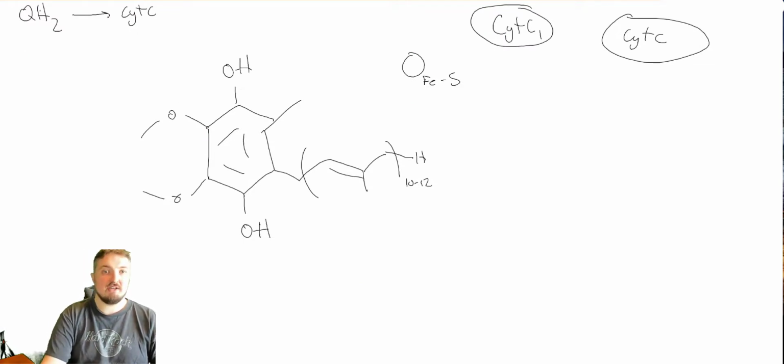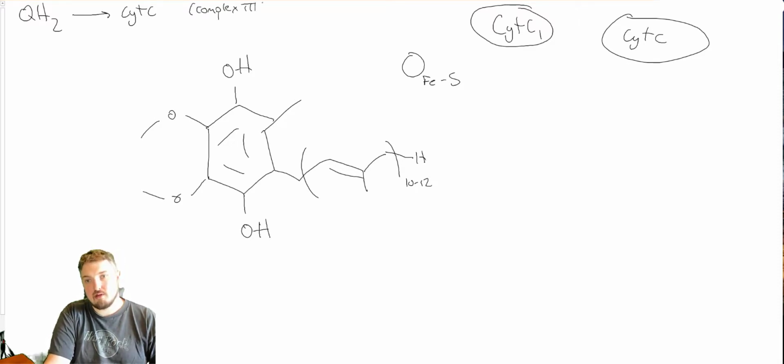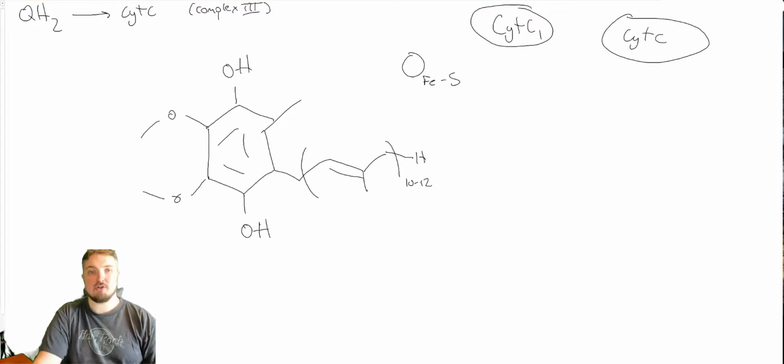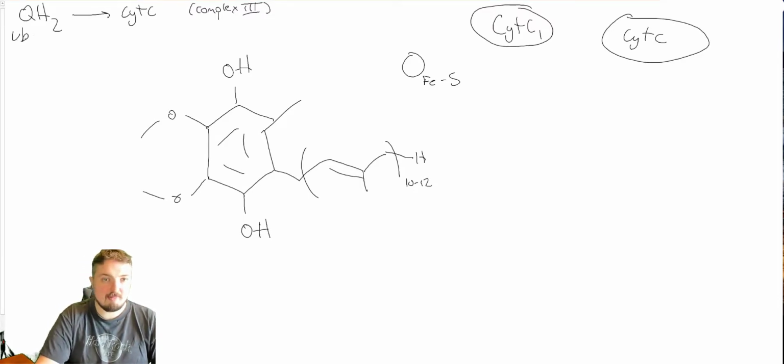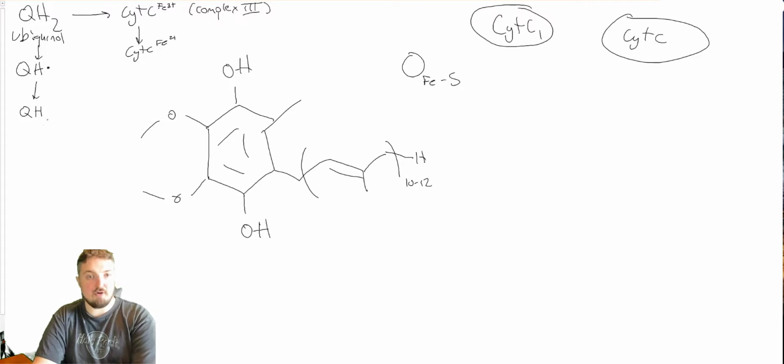So finally, we're going to see the dropping of QH2 onto Cytochrome C through an iron-sulfur relay. This happens in complex 3 of the electron transport chain, where ubiquinol is going to drop off onto the oxidized form of Cytochrome C, and it's going to turn it into the reduced form of Cytochrome C. And ubiquinol is going to go through one intermediate, where we're going to go from QH2 to a QH dot to a Q.